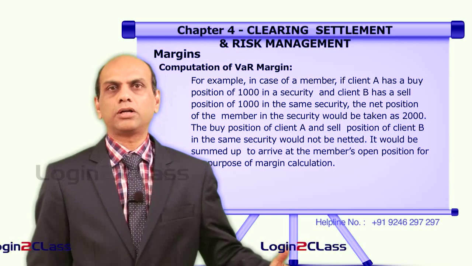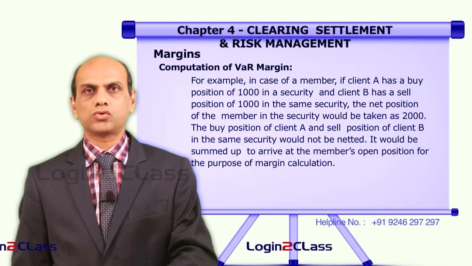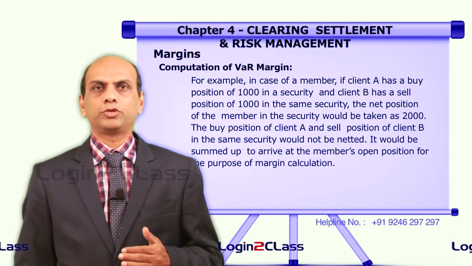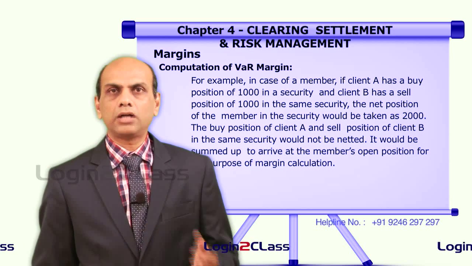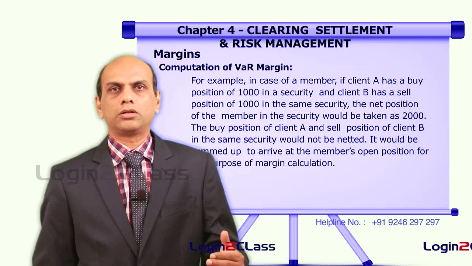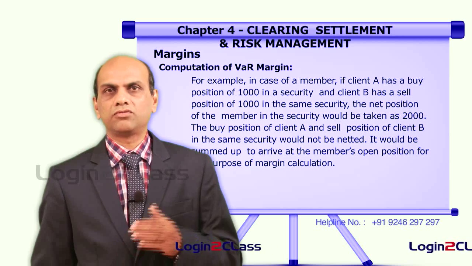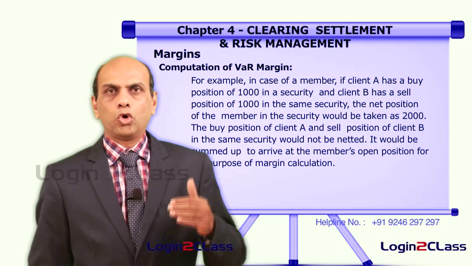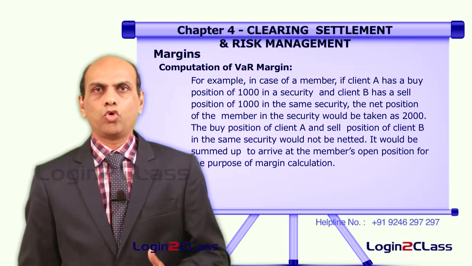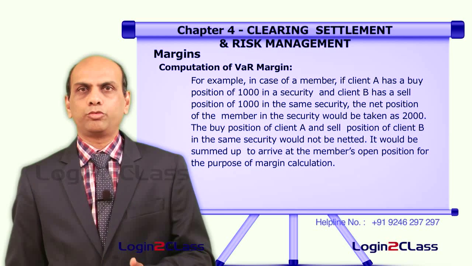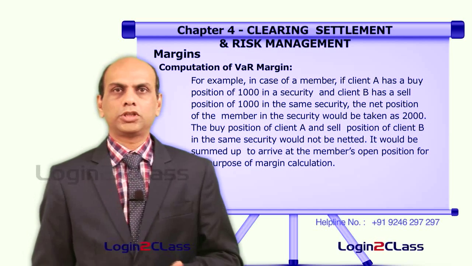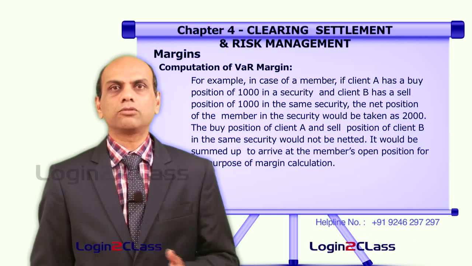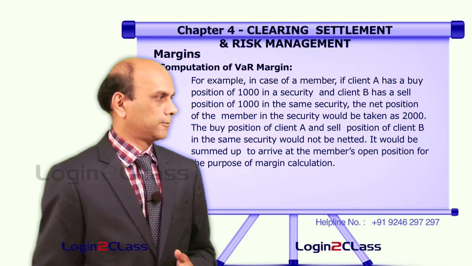So, client A has bought 1000 of the same security, client B has sold 1000 of the same security. Both put together, the open position is taken as 2000, but it is not said to be 0 just because one guy bought 1000, other guy sold 1000 of the same security. That does not mean the open position is 0. It is not that way. The buy open position of A 1000, the sell open position of B 1000, total put together 2000 becomes the open position of this particular trading member. This will help to arrive at and calculate the VAR margin.